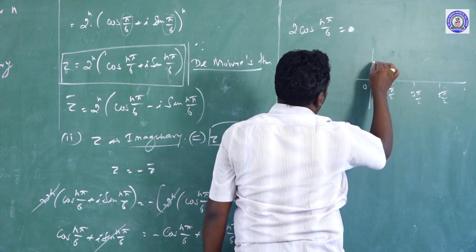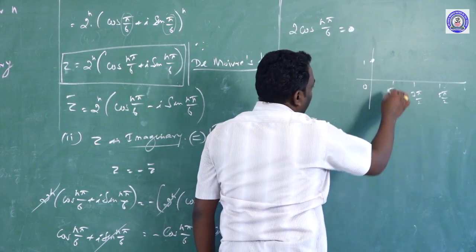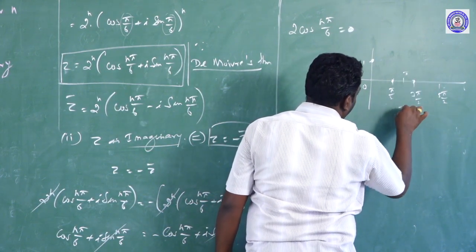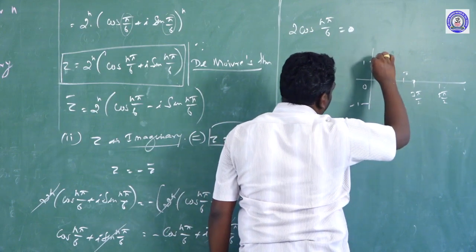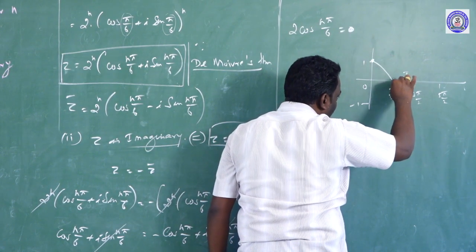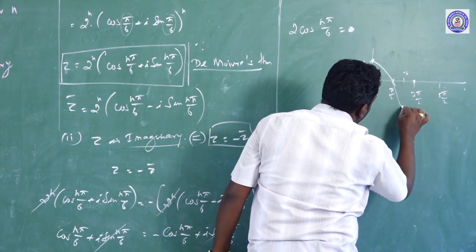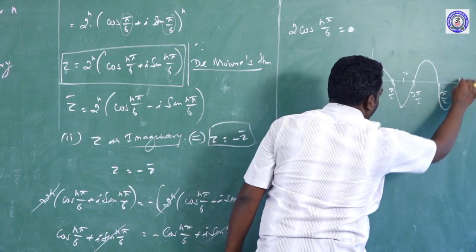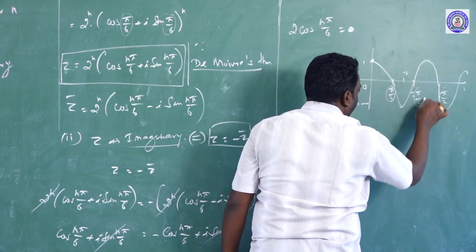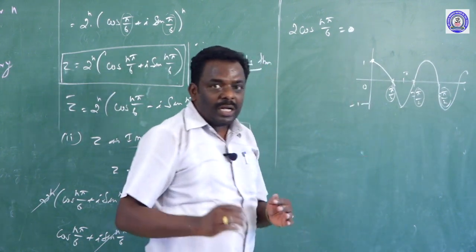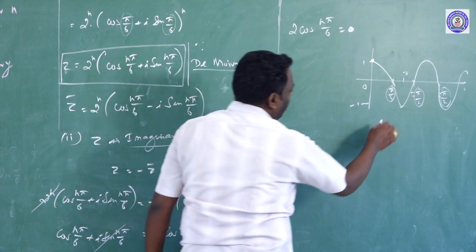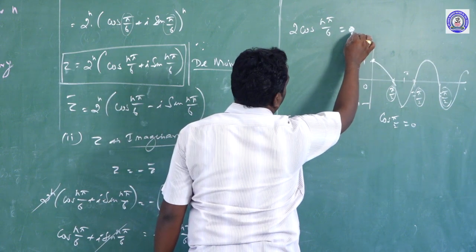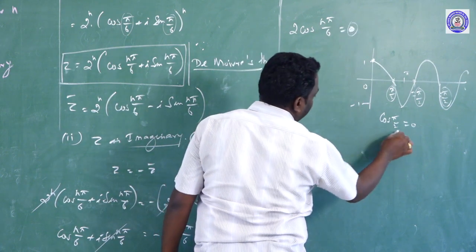Cos 0 equals 1, cos 90 equals 0, cos pi equals minus 1, cos 3 pi by 2 equals 0, and again cos 5 pi by 2 equals 0, and so on. Wherever you have odd multiples of 90 degrees, the cos value equals 0. Now we can take one of the values, cos pi by 2 equals 0. Therefore, replace the 0 here with cos 90.